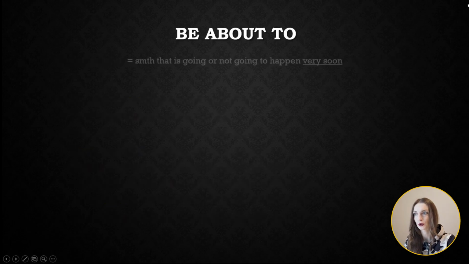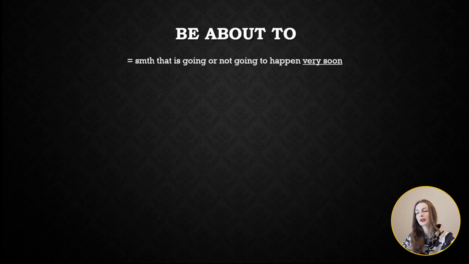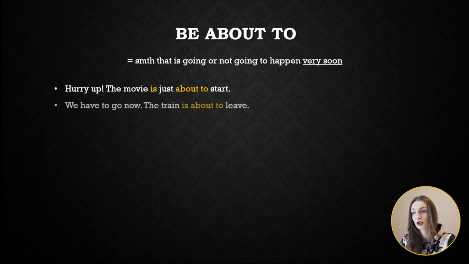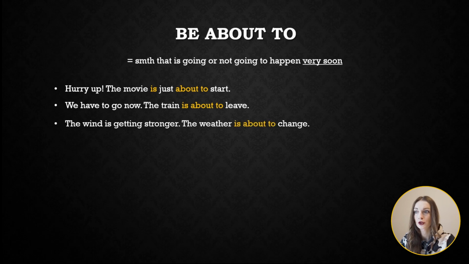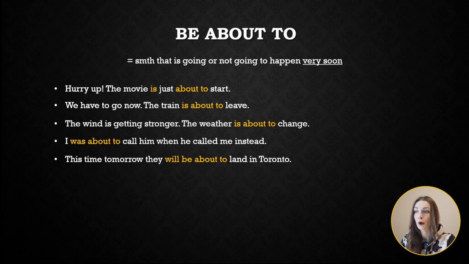Be about to expresses something that is going or not going to happen very soon. Hurry up, the movie is just about to start. We have to go now, the train is about to leave. The wind is getting stronger, the weather is about to change. I was about to call him when he called me instead. This time tomorrow they will be about to land in Toronto.